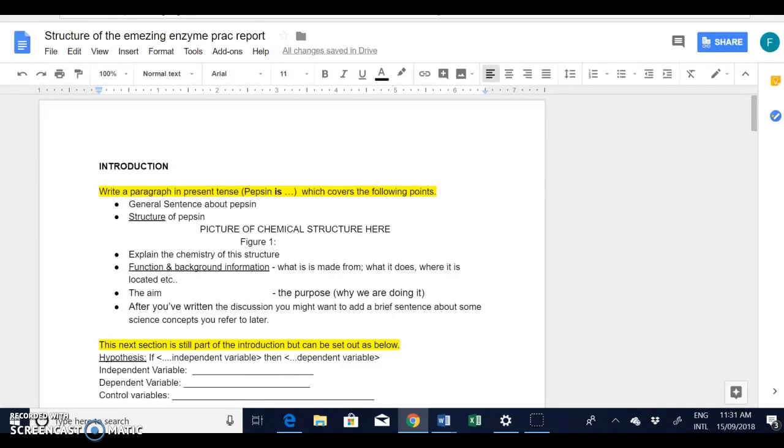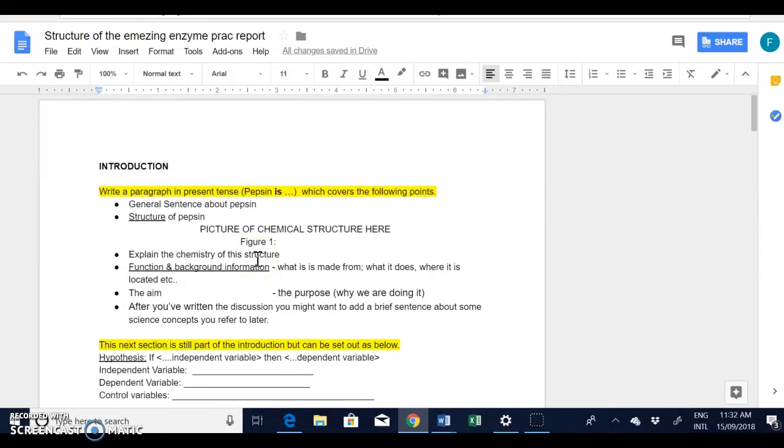Okay, so how do we write a good Prac report? So the underlined bits in this are from your task sheet, the back of your task sheet, where you've got a checklist. So just start with a general sentence about pepsin, then go into the structure of pepsin. You can just put in a picture of a chemical structure with a figure label and just a sentence explaining the chemistry of this. Don't make it too long.